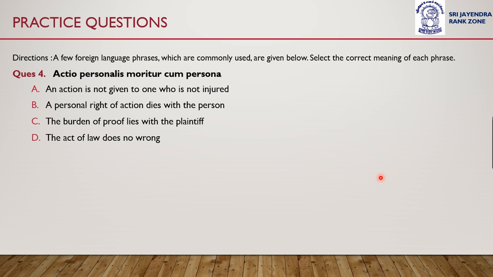Actio personalis moritur cum persona. Which option is correct? Option A, an action is not given to one who is not injured. Option B, a personal right of action dies with the person. Option C, the burden of proof lies with the plaintiff. Option D, the act of law does not know wrong. Which option is correct? Please choose the right one.